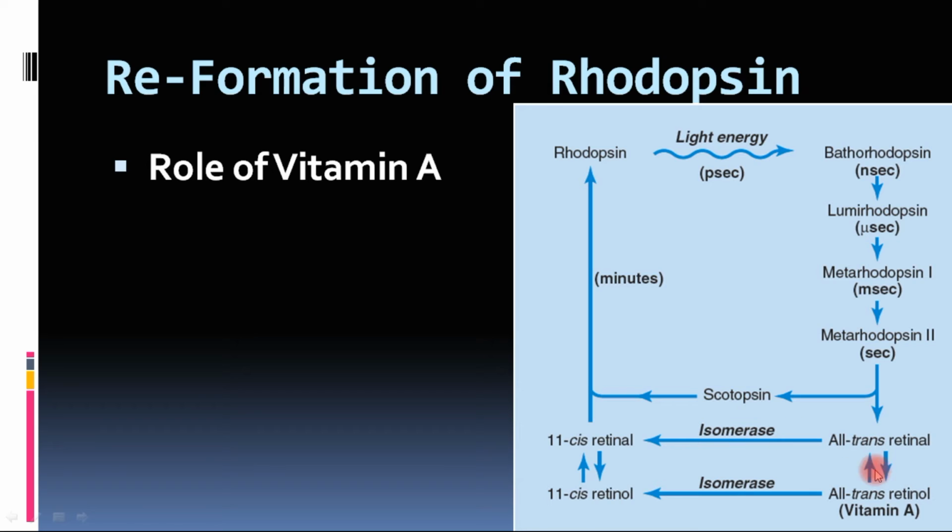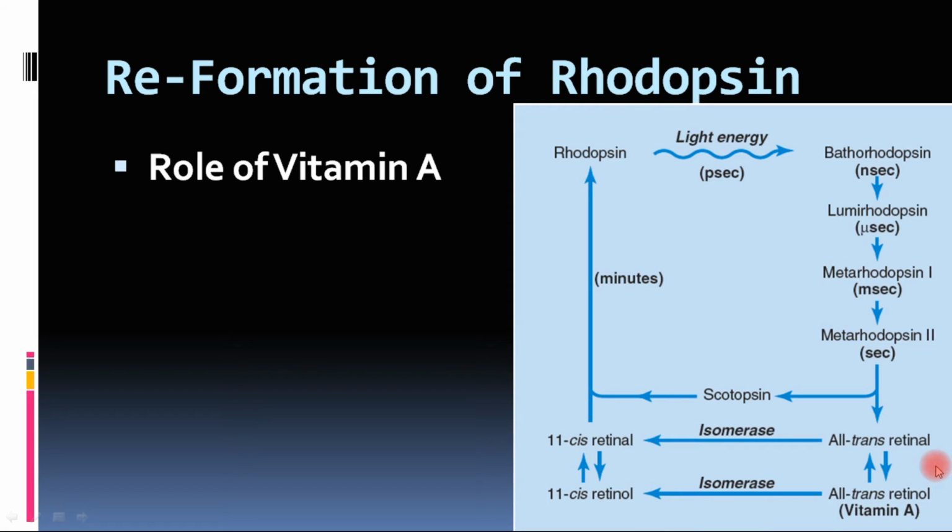But outside, in the pigmented layer, what can happen is the all trans retinal gets converted into all trans retinol. Retinol is a form of vitamin A, and this then gets converted into 11 cis retinol with the help of isomerase enzyme, and this 11 cis retinol gets converted into 11 cis retinal. That is why the availability of vitamin A inside the rods and inside the pigmented layer is very important for the fast conversion of all trans retinol back to 11 cis retinal.